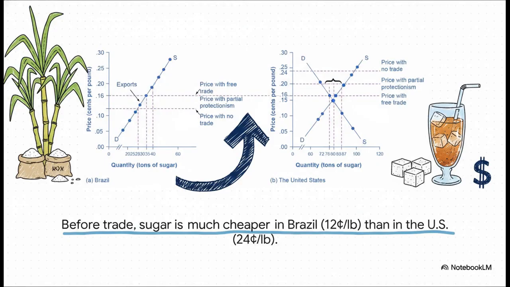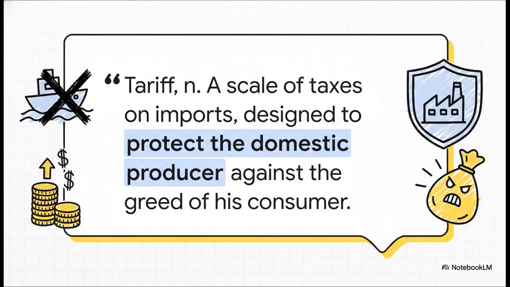So let's see how this plays out with a real-world example: sugar. On these two graphs, where the supply and demand lines cross, that's the price in each country if they don't trade. And you can see the price in the US is way higher, 24 cents a pound, than it is in Brazil, where it's only 12 cents. That massive price difference creates a huge incentive for trade. But what happens if the US government slaps a tariff on that cheap Brazilian sugar?